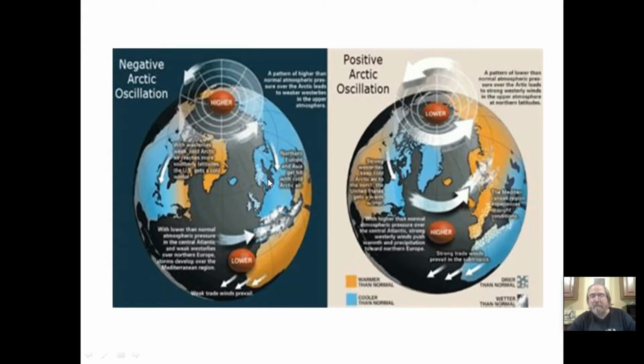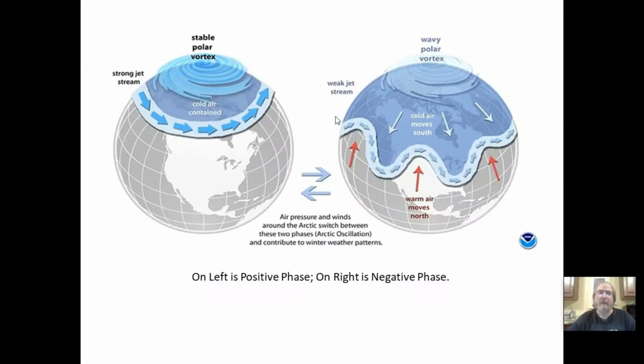So warmer, this is cooler. You get the idea. Again, you can just go back to the slides there where it describes what's happening weather-wise. On the left is the positive phase. Very strong low pressures. You have a stable polar vortex. The jet stream is contained. When the low is not as low, the polar vortex is not as strong, so it gets a little wavy. And you can see it starts dipping down. Here's that blocking high.